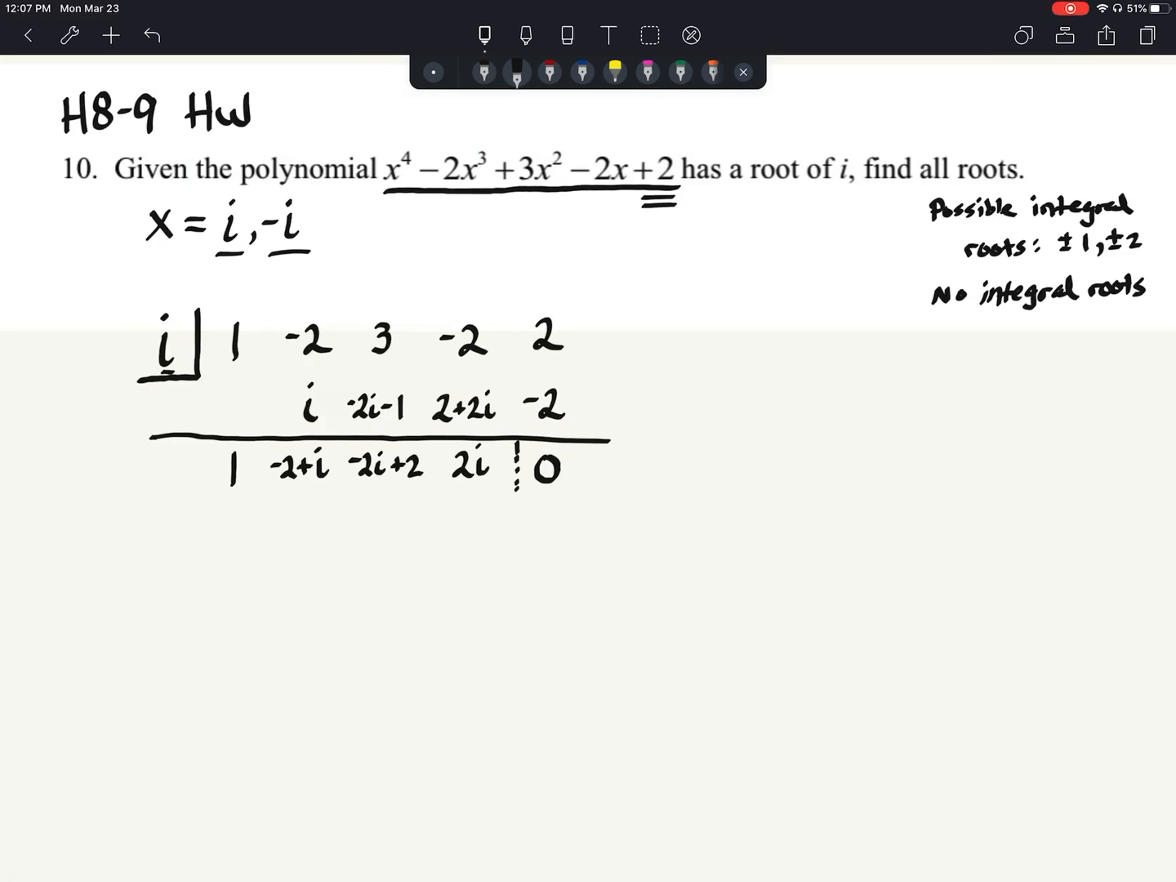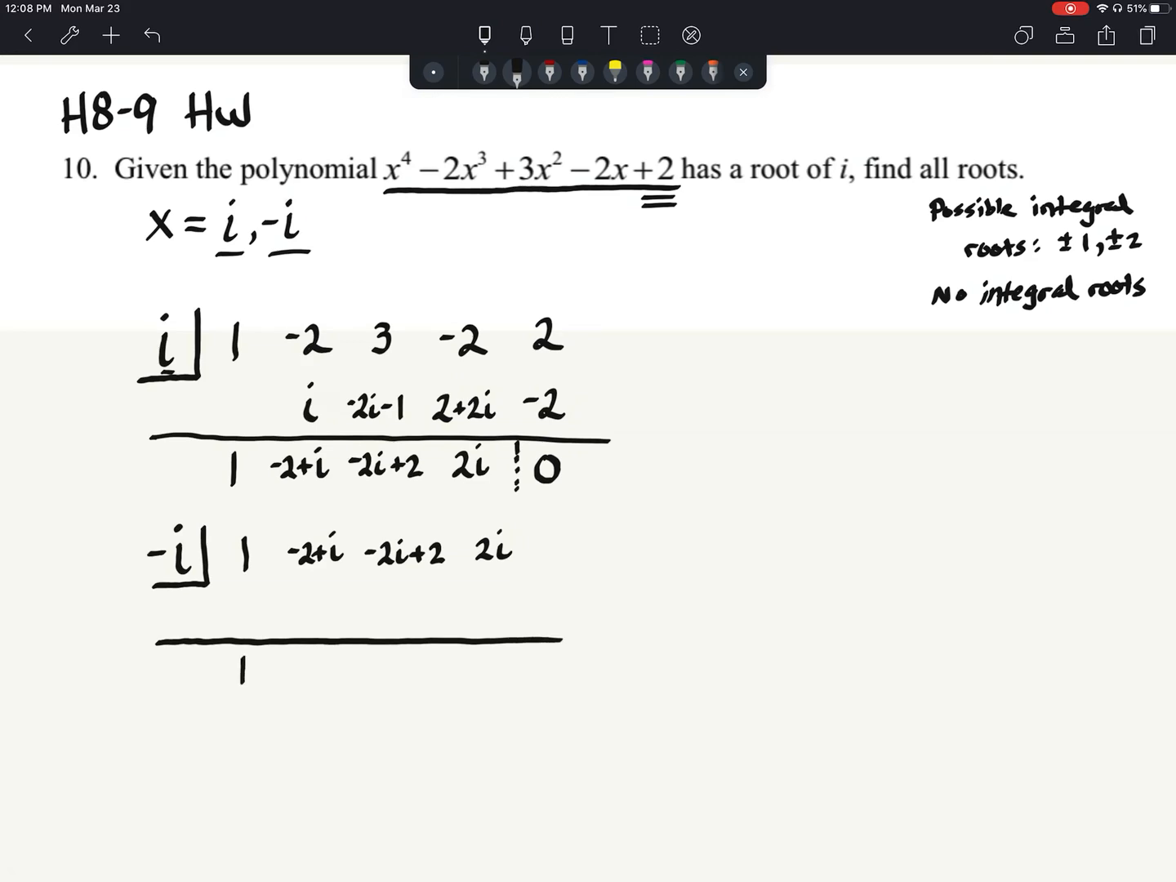Okay, so let's take it now here. We do have a second root that we know, that negative i. And let's do the same thing, just like we've done on some of the problems already here. We divided it by each of the factors one at a time. So now I'm going to bring down the 1, the negative 2 plus i, the negative 2i plus 2, and the 2i. And we're going to do our synthetic division again.